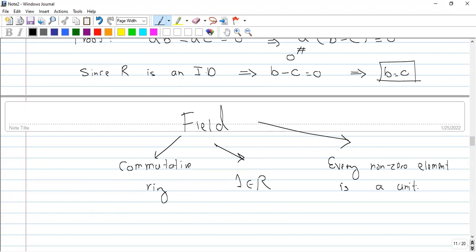So simply what you can say is that if F is a field, then F should be a commutative ring. And when I take the units of F, what should come? Every non-zero element is a unit, so the units of F should be equal to F minus 0. So actually you can identify this thing as a field.